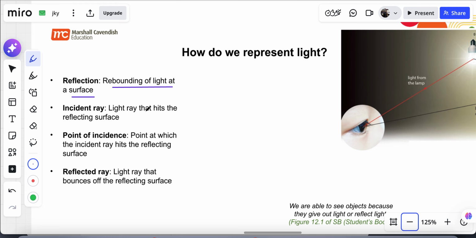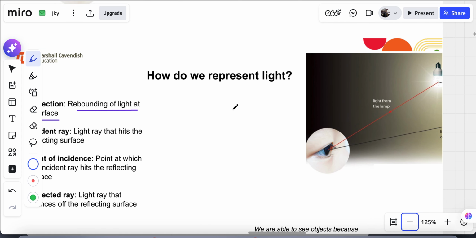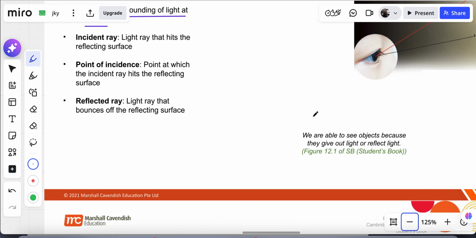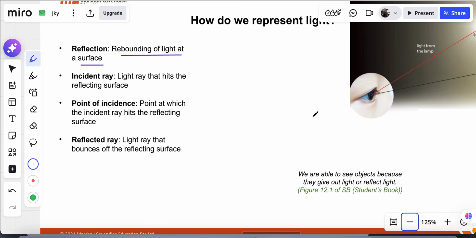Now, what is the incident ray? The incident ray is the light ray that hits the reflecting surface. For example, this is the light ray that is traveling to whatever you placed on the wall. So this is an incident ray. It's the light ray that hits the surface. That's called the incident ray. Then the reflected ray is the one that is being reflected, that is being rebounded.